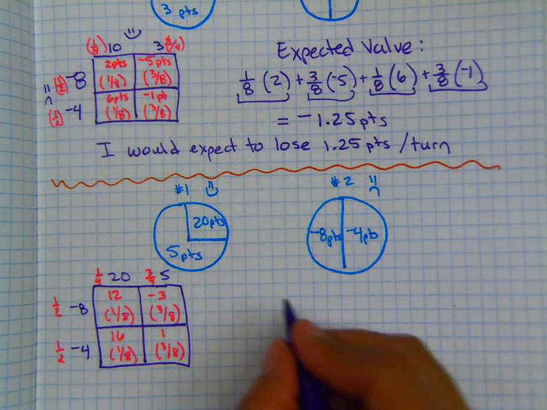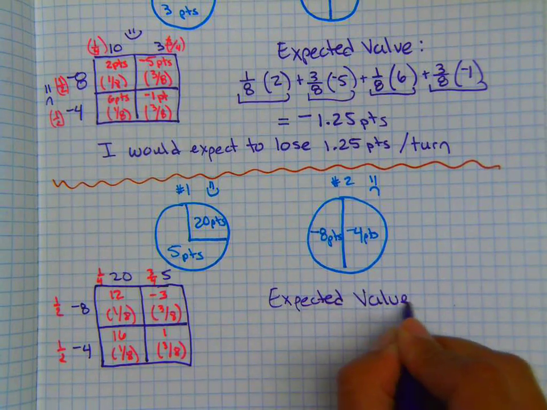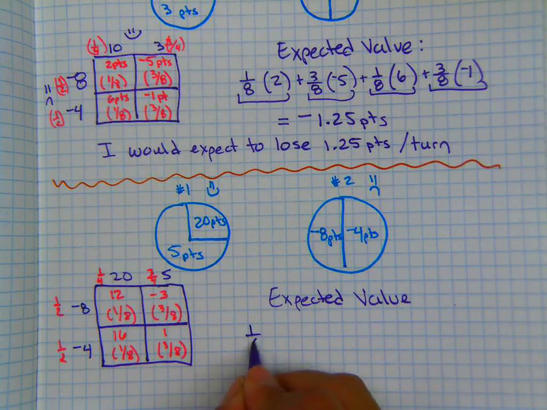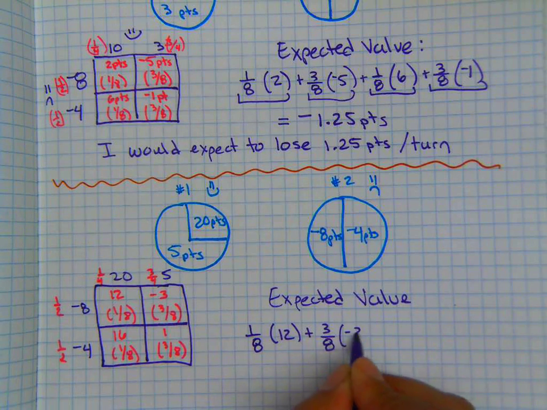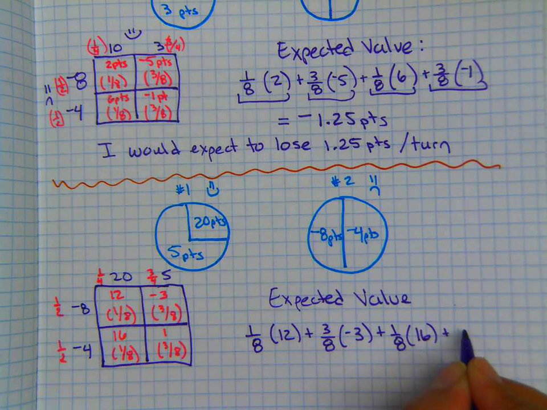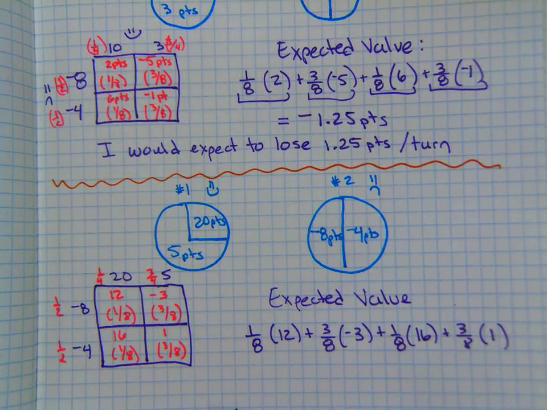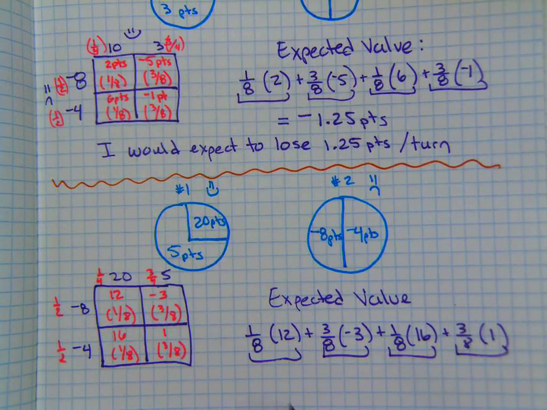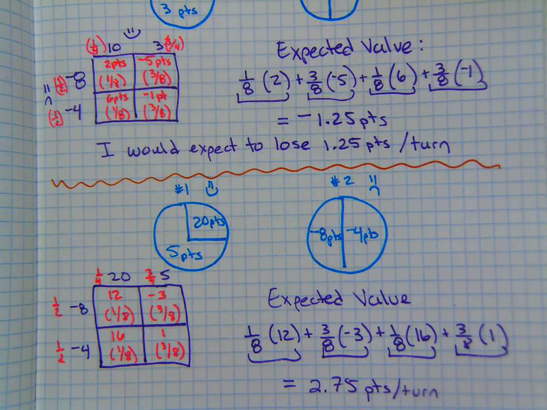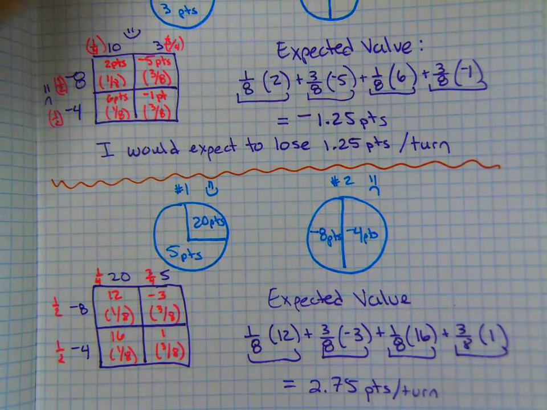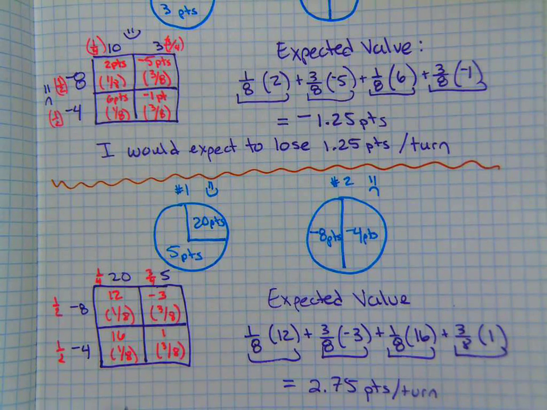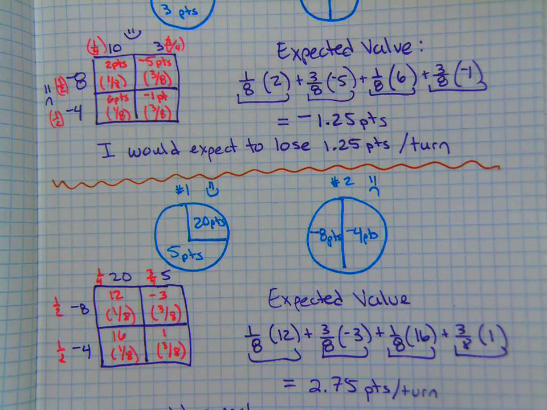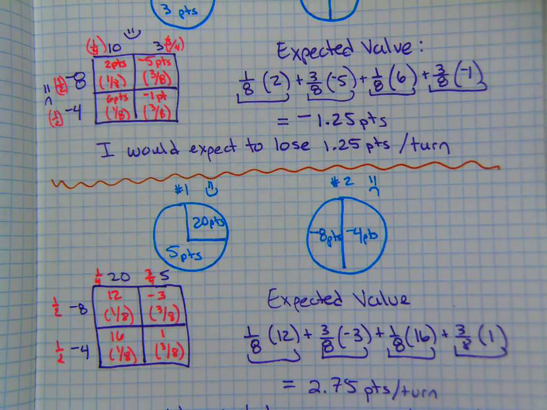All right, so now to calculate the expected value, all I got to do is take the probability times the value amount. So it's going to be 1/8 times 12 plus 3/8 times -3 plus 1/8 times 16 plus 3/8 times 1. Throw all that in the calculator. I would do these separately and then throw it all in the calculator, and it came out to be 2.75 points per turn. So in the long run, I would expect to gain, because that's positive, 2.75 points per turn. All right, so this is actually a better spinner to gain points. And there you go. Sorry about that.